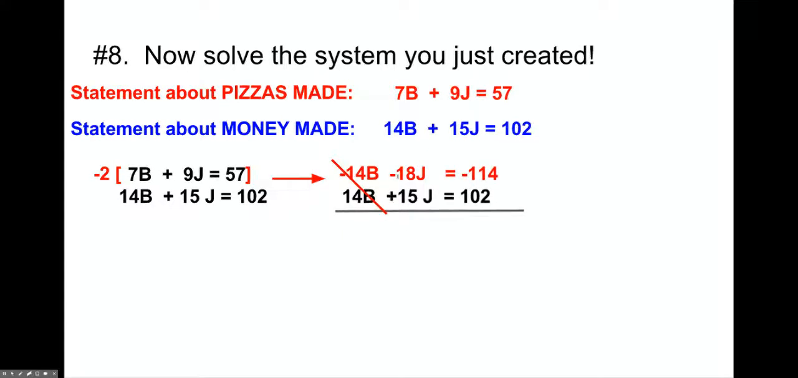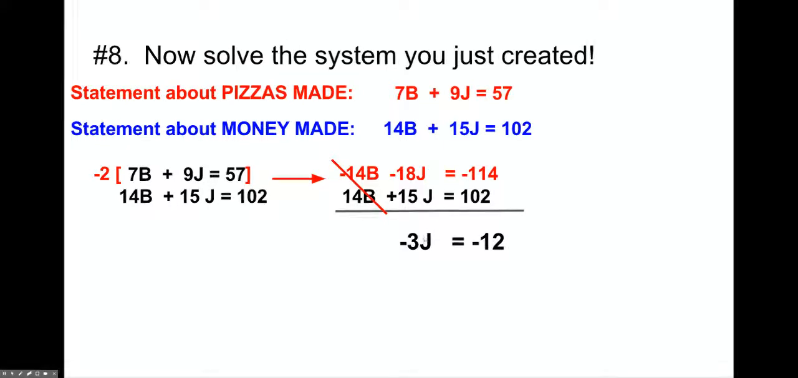Next, you're going to combine your J's. What happens if you owe $18 and you only have $15? You're going to pay it and you're still going to owe $3. So the answer here is -3. Again, feel free to use that calculator. 102 take away 114 gives me a -12.